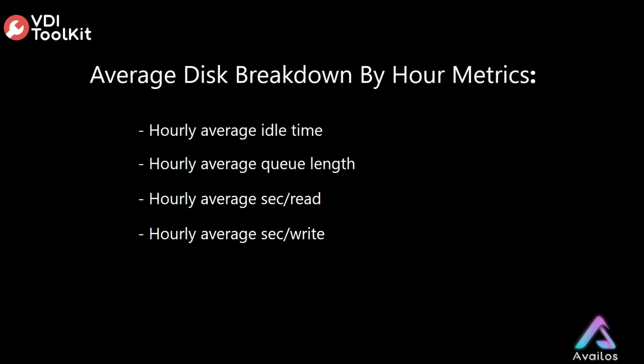Disk breakdown by hour metrics provide information on hourly average idle time, hourly average queue length, hourly average seconds per read, and hourly average seconds per write. This provides information to allow you to see performance variance across the hours of the day. For example, maybe you are seeing degraded performance between certain hours of the day. This could help you identify if issues are coming around scheduled tasks such as backups.